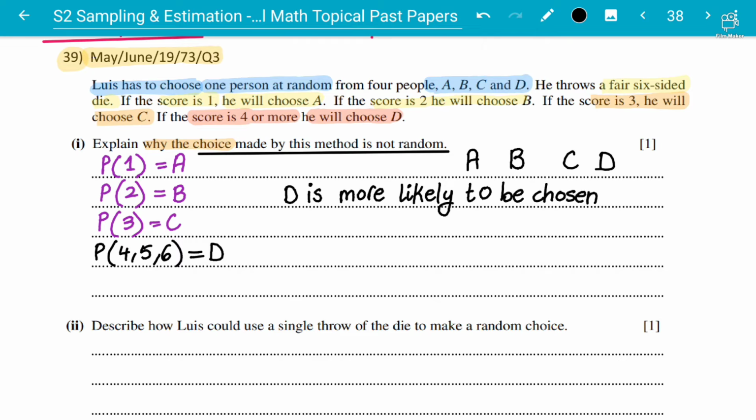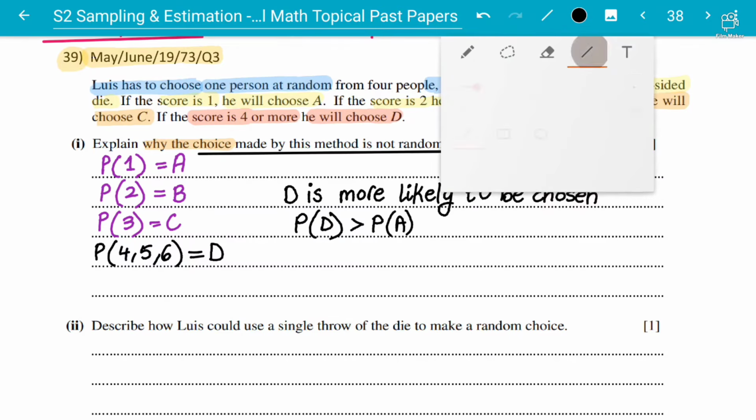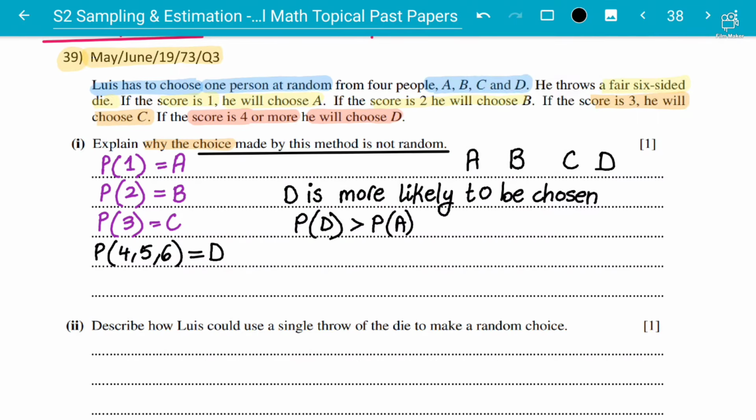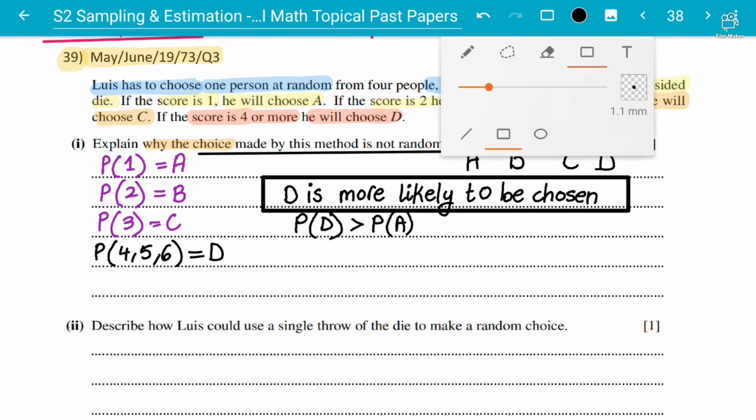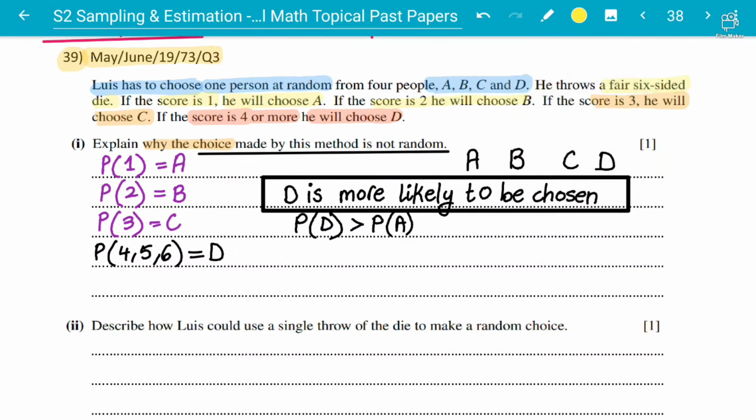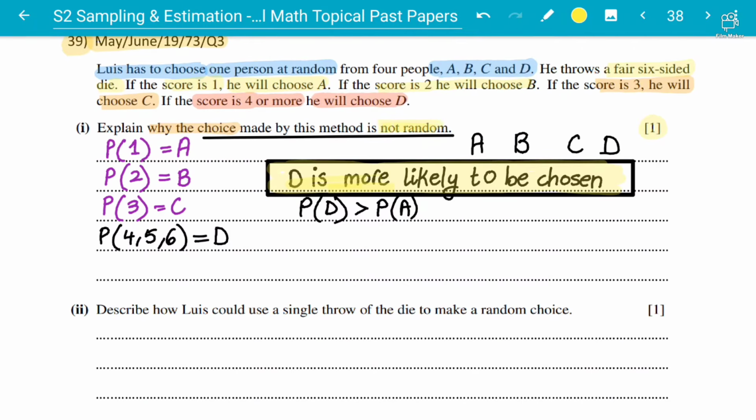Getting it? So you can write down like this: the probability of D is greater than the probability of A, B or C. All of the 3 probabilities are the same, while the probability of D is more than the other 3. So that is what we need to understand, students. This is going to be our answer here. You have to explain, so just a one-liner for 1 mark. These are 1 mark questions, students: D is more likely to be chosen, and that's why this method is not random, because there is bias.